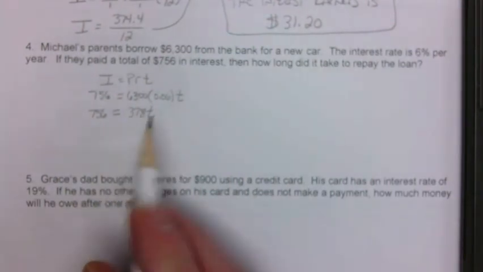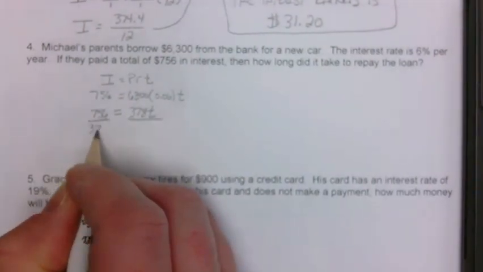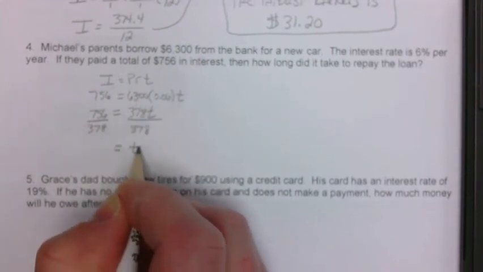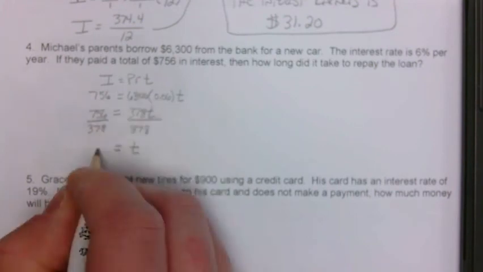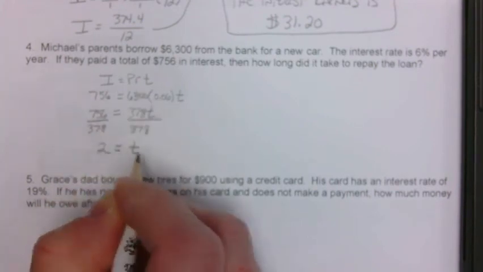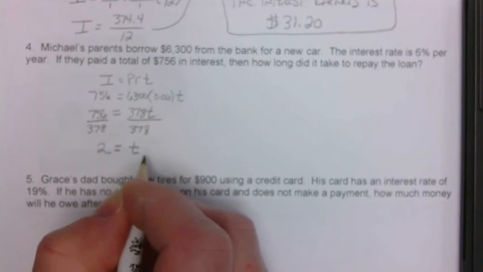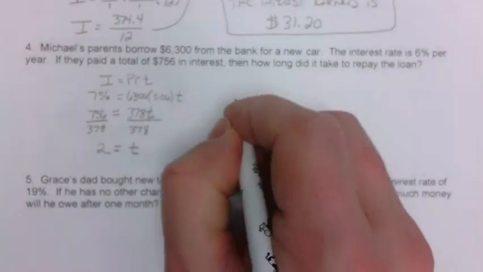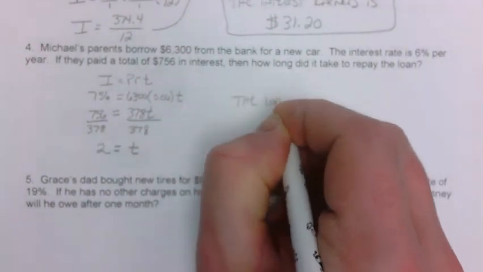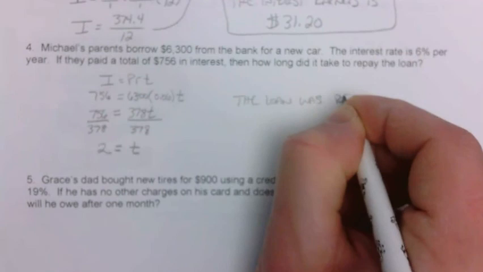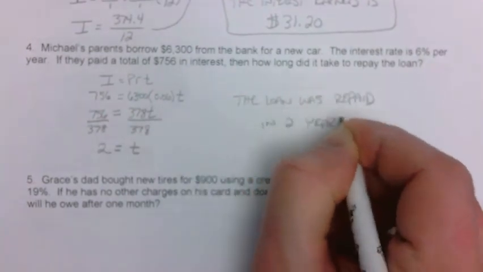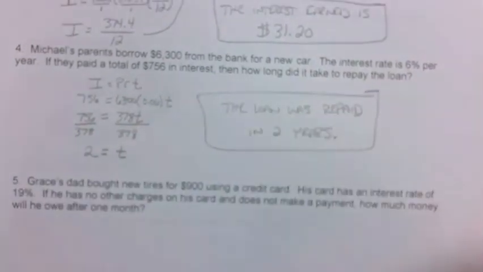And to get the value of T, we're going to divide each side by 378. Okay, when we do that on the right, we're left with T. 756 divided by 378 is 2. All right, so T equals 2. Remember, T is your time, and time is always expressed in this equation with years. So this means that the loan was repaid in 2 years. It took 2 years for Michael's parents to repay the loan.